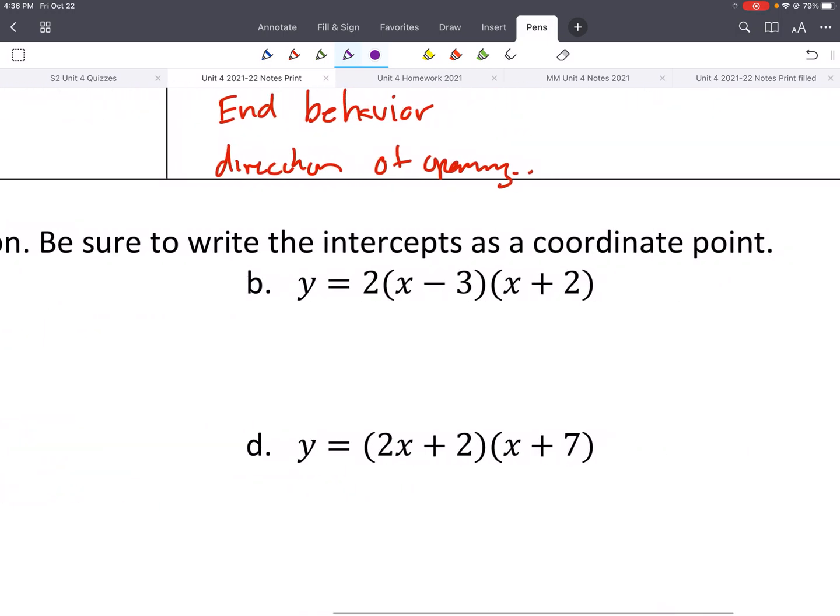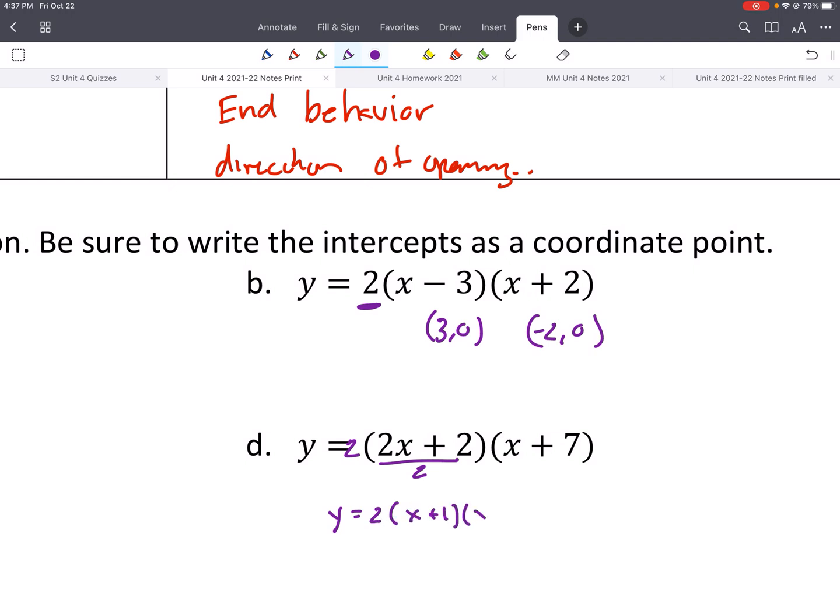All right, here's a couple others. Again, the a value is not going to affect your x-intercepts. So we have 3, 0 and -2, 0. Here we would have same sort of thing. Actually, what we'd probably want to do is factor out the greatest common factor. So we could factor out that 2. We can divide this all by 2. So y is equal to 2 times x plus 1 and x plus 7. So our x-intercepts would be -1, 0 and -7, 0.